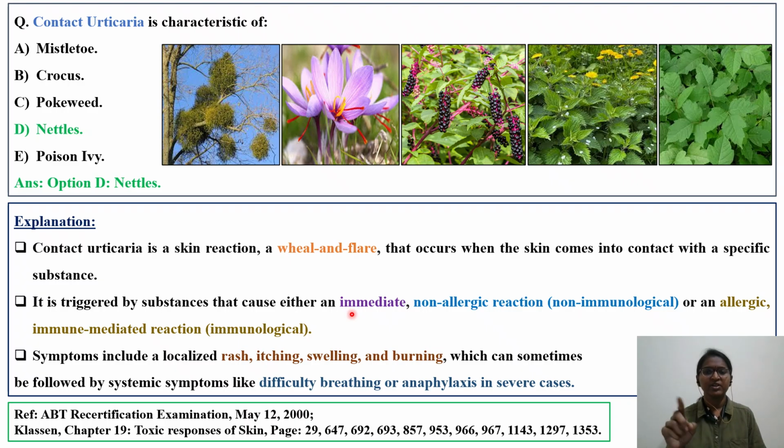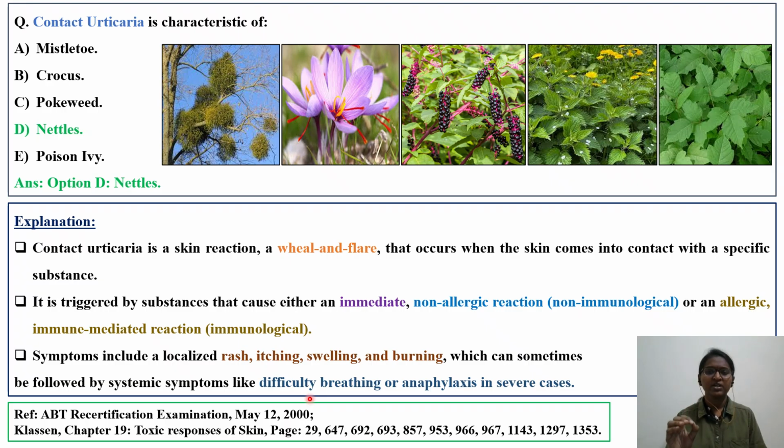I'll explain that in the next slide. Symptoms include rash, itching, swelling and burning. All these four are localized only on the surface of the exposure. Sometimes that particular chemical can reach the systemic circulation. At that time it might cause difficulty in breathing, and anaphylaxis in severe cases.